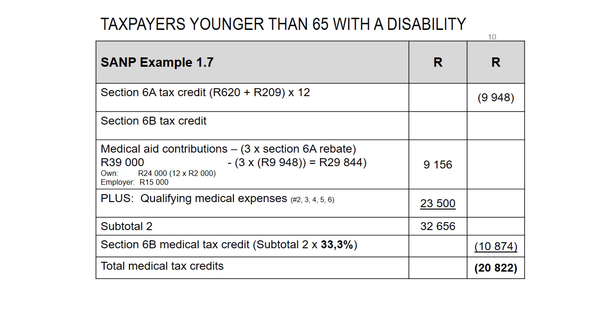So again, we start off with our Section 6A tax credit because she does belong to a medical aid. So it's Lisa and 2 children. So for her and her first dependent, it's 620. For each additional dependent, it's 209 Rand per month, which is going to give me a Section 6A tax credit of 9,948.